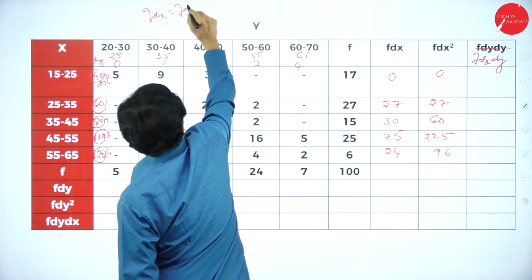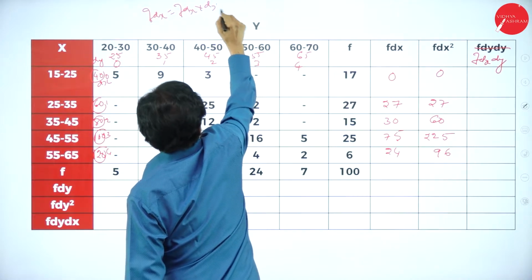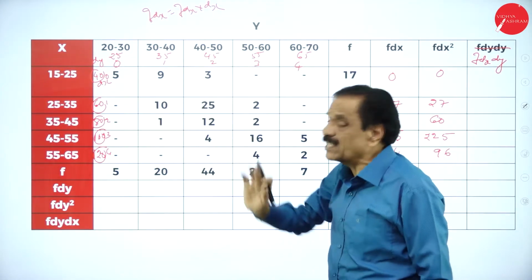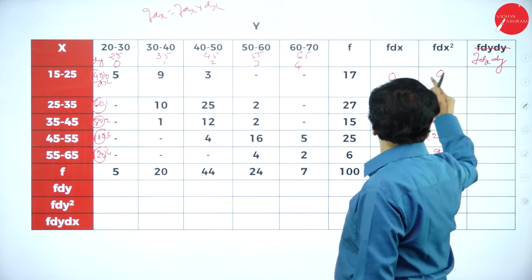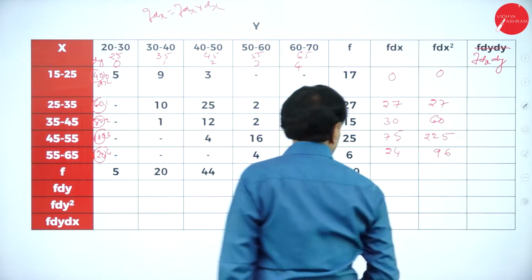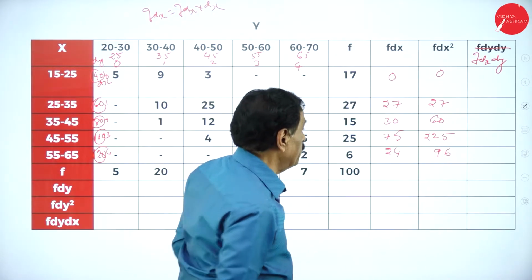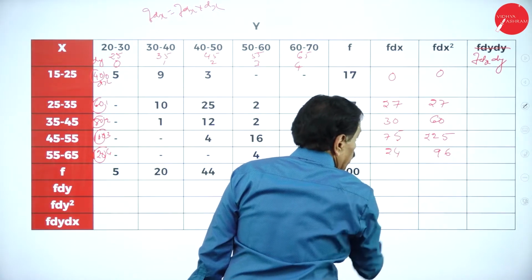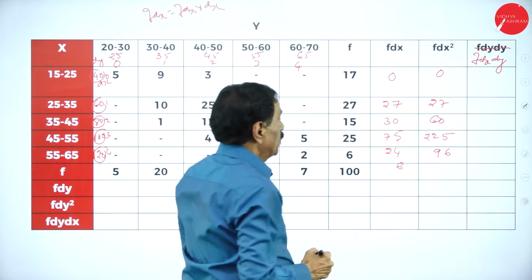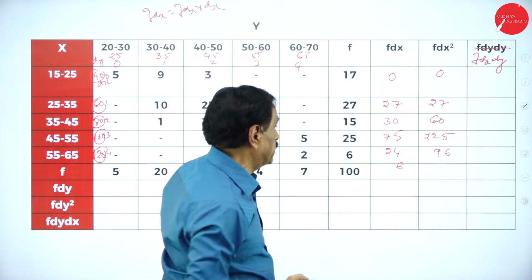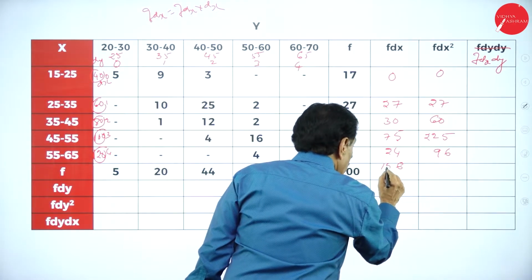This is f dx into dx. F dx into dx. That's all. Now, last one, f dx square here. Add the figure. 7 plus 5, 12 plus 4, 16. 1 plus 2, 3. 3 plus 6, 13, 15.